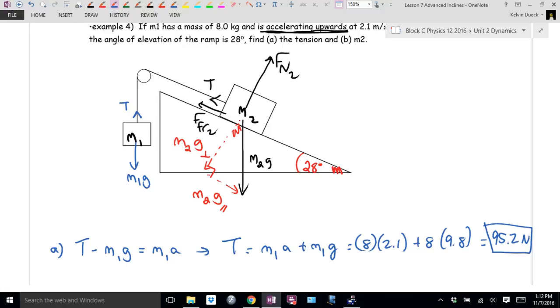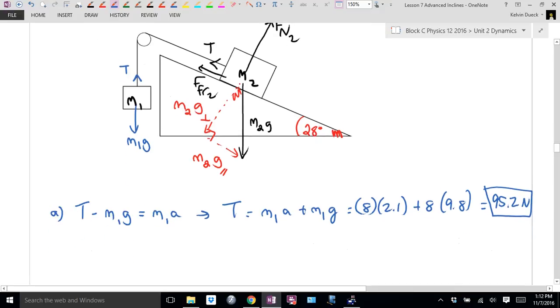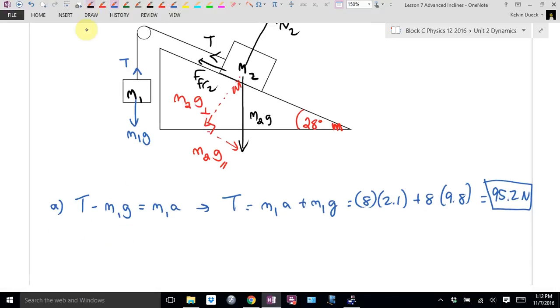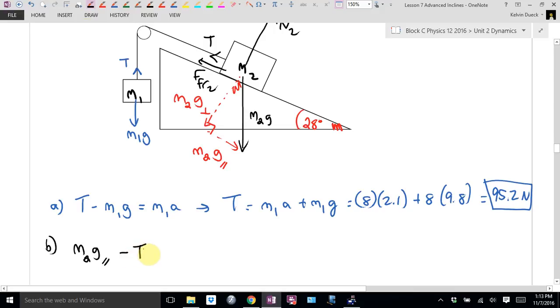Michael, what's part B you want me to find? Mass 2. Hey, let's write an equation for mass 2. Hopefully there's an M in there that we can solve for. So looking at mass 2, Michael, my friend, who's winning? M2G parallel. So down the ramp is going to be winner plus. Any other winners? Nope. Who's losing? Tension. And that's going to equal M2A.